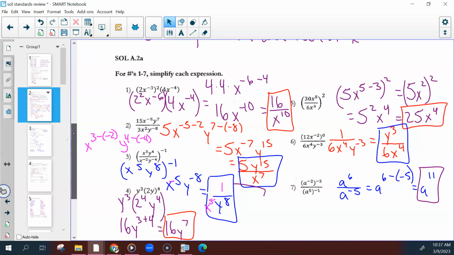For 5, it's kind of similar to 3. Do what's inside the parentheses first. Divide your 30 and 6 to get 5. Subtract your exponents, 5 minus 3, to get 2. And then raise everything to the second power. So we have 5 squared x to the 4th, and then figure out what 5 squared is. So 25x to the 4th was that final answer.